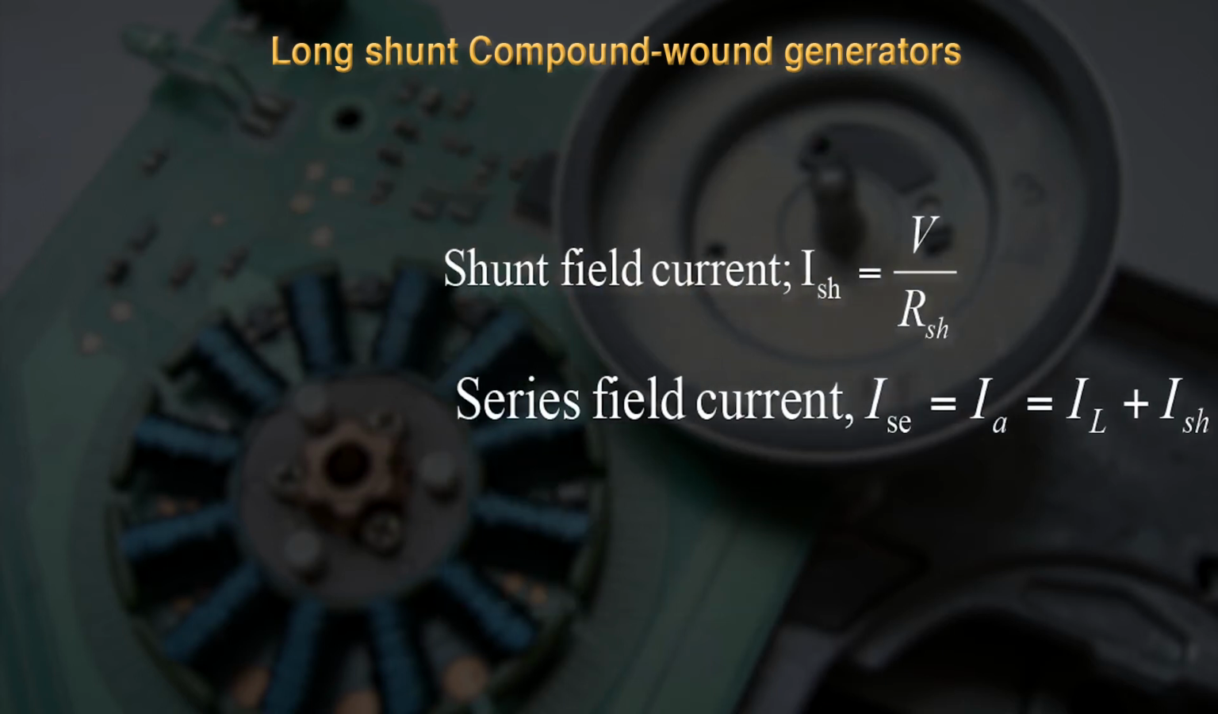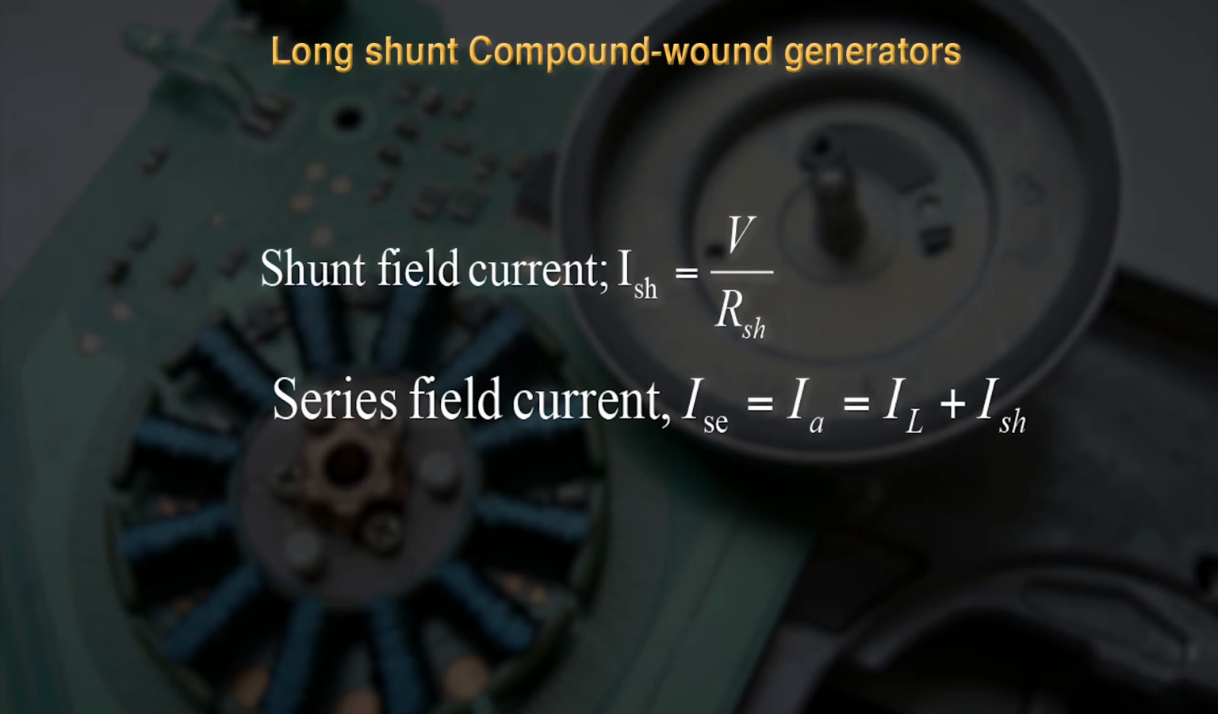E, C, D, A. So the shunt field current can be written as ISH is equal to V upon RSH, and the series field current is equal to the armature current. Here you can notice that this armature current is equal to the load current plus the shunt field current, that is ISE is equal to IA is equal to IL plus ISH.